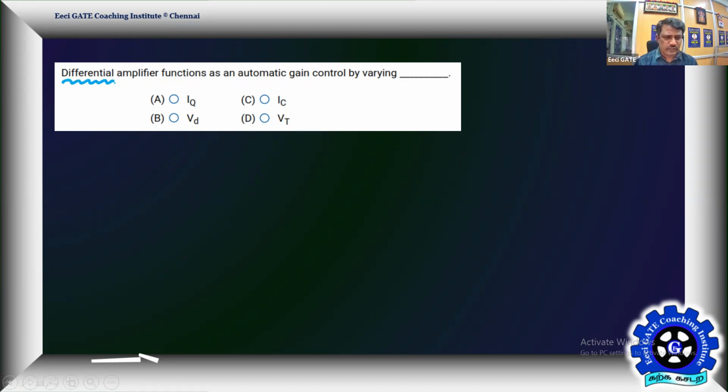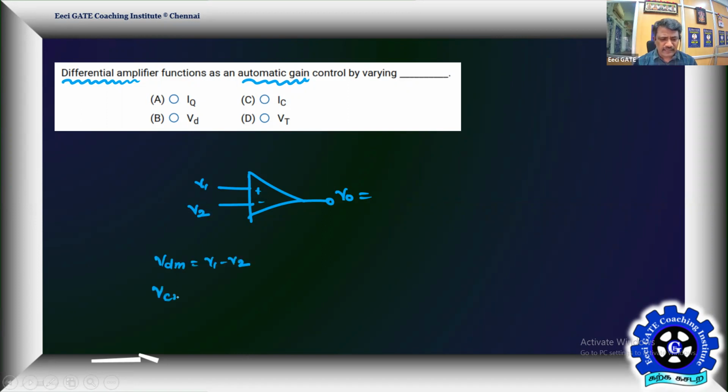Yes, it's talking about a difference amplifier and its gain control. Given a symbol of a difference amplifier, V1 input, V2 input, whose difference has to be amplified, producing output V0. The input will be classified into two parts. One is called the difference mode of your input signal, that's V1 minus V2. And the one which is commonly present in both V1 and V2, we call it (V1 plus V2) by 2.